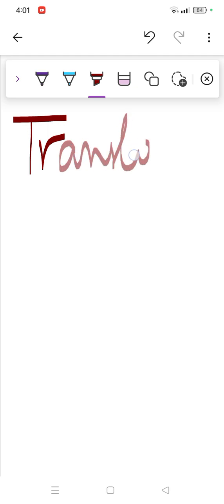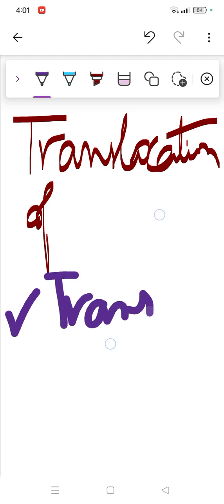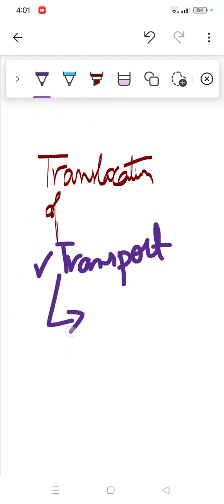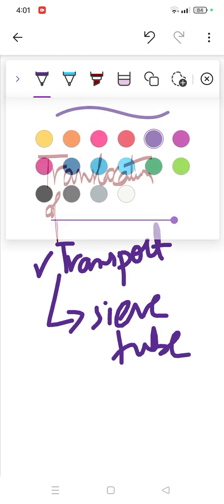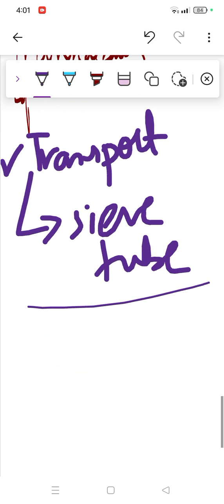So we were discussing translocation, the translocation of organic solutes. I'm just giving a summary of the last video, what we just did. So transport is going to be done in the sieve tube. There are companion cells as well, but they support the sieve tube, but basically transport takes place in the sieve tube.